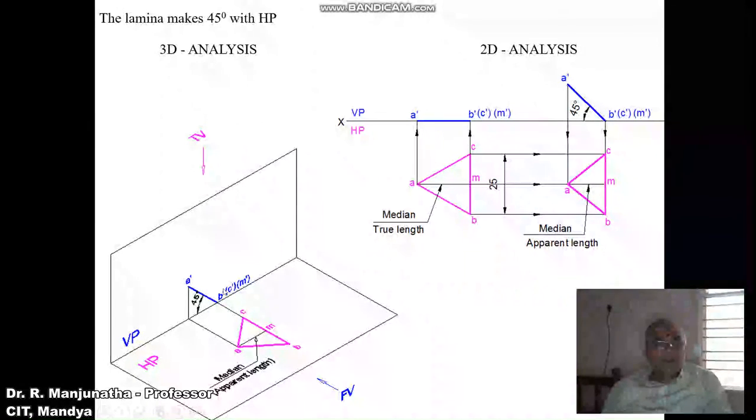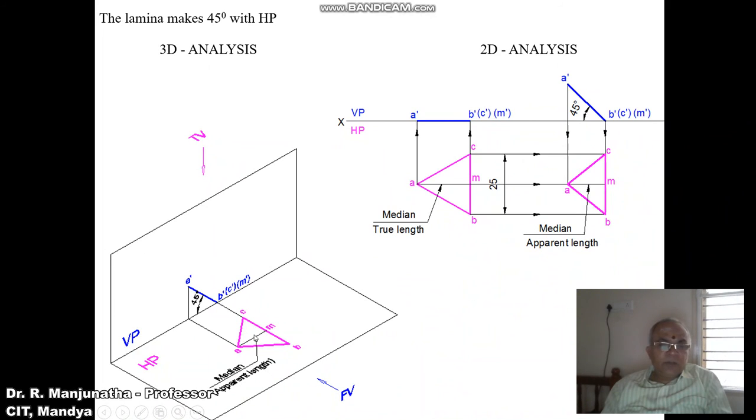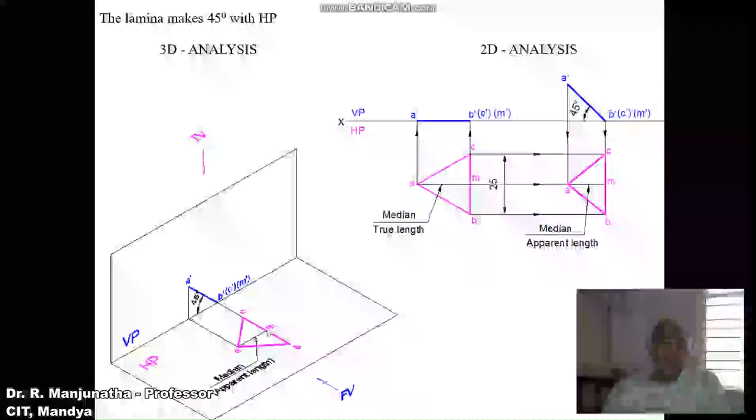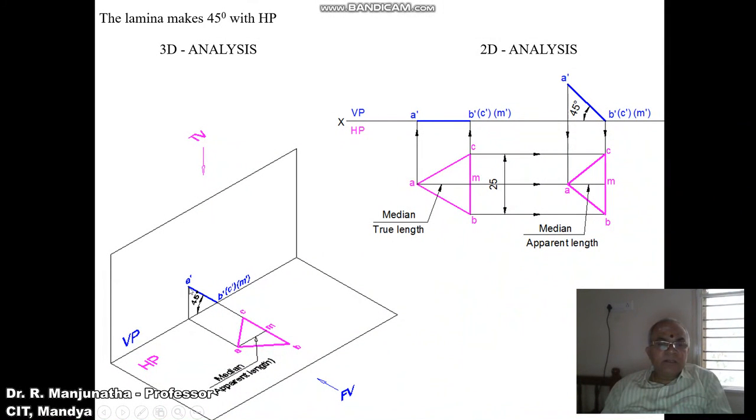As the surface is made inclined, obviously the median is also getting inclined, that is a dash m dash. Once the median is inclined, the median is going to be in the apparent length. We can see AM is in the apparent length because the median length in the top view is going to be less than the median length in the front view. Because this median is parallel to VP, you are getting the true length in VP. And as the median becomes inclined to HP, you are getting the apparent length here.